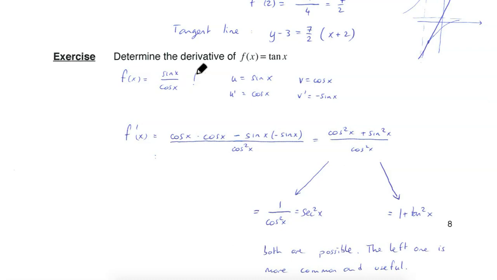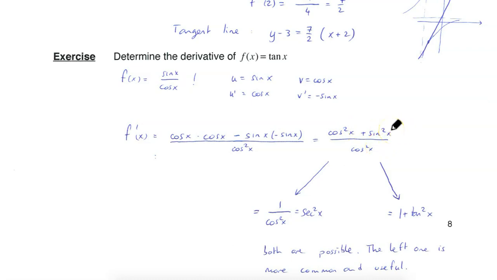So u equals sine x, v equals cosine x, and the derivative of sine x is cosine x. The derivative of cosine x is negative sine x. Plugging everything in, we get u prime v minus u v prime over v squared. Now that's interesting, because we get cosine squared x plus sine squared x over cosine squared x.